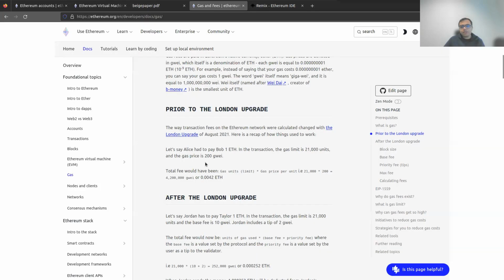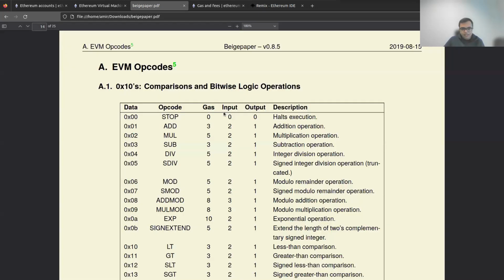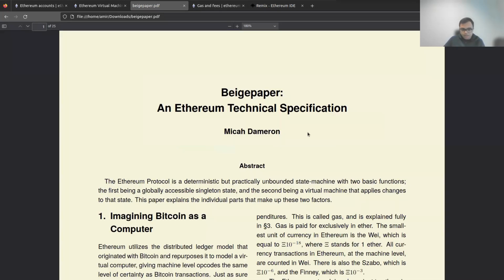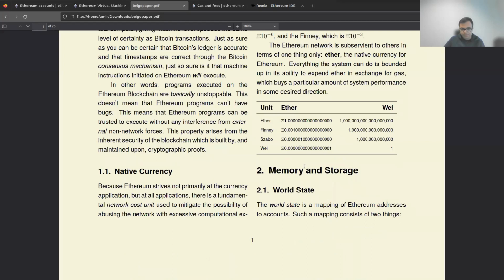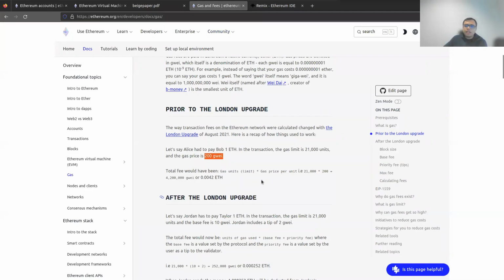And then you could also say, I will pay this much for each unit of gas. And this is like in Gwei, they use some weird units. So like an ether is this many Wei, this many Wei, and so on. And they have different names. It's just a unit. So you can say that I'm willing to pay at most 21,000 units of gas, and I'm going to pay 200 for every unit.